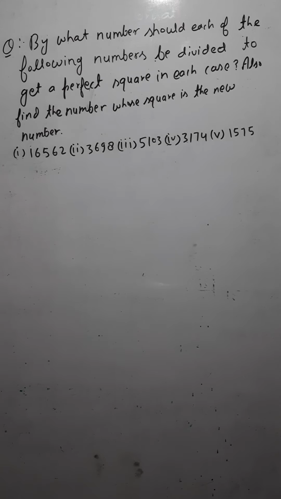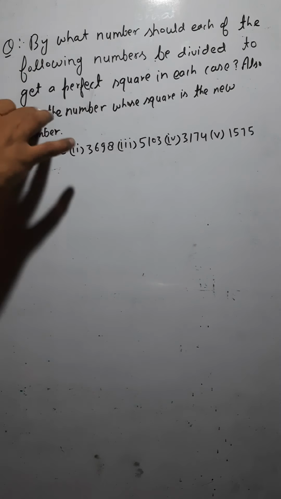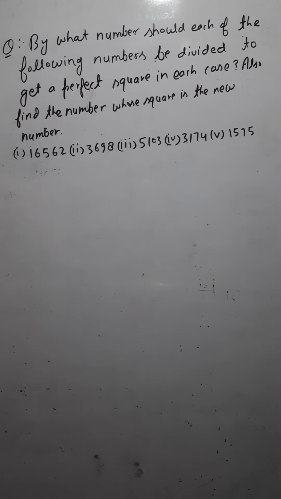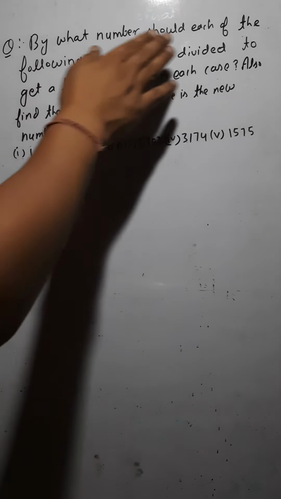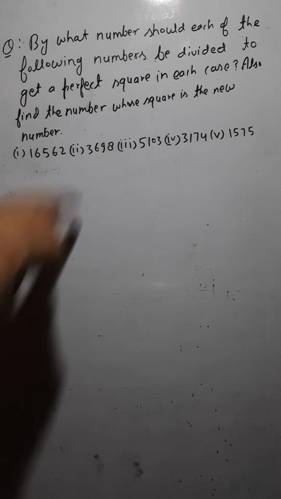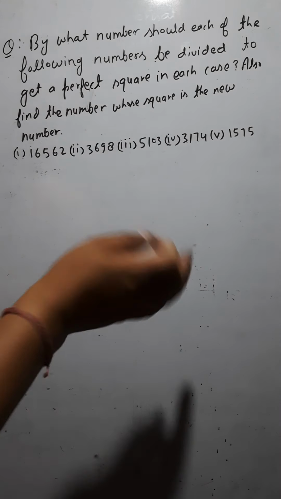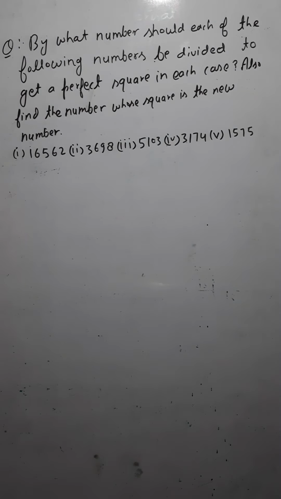Now, if you see, this is again similar to the previous question. The question is: by what number should each of the following numbers be divided to get a perfect square in each case? In the earlier one, there was multiplication. Now here, you have to divide. So by what number the given number should be divided to make it a perfect square, that you have to find. Then the second part of the question is also find the number whose square is the new number. That also you have to find out. Similar to the previous one, but the change is here you have to divide.